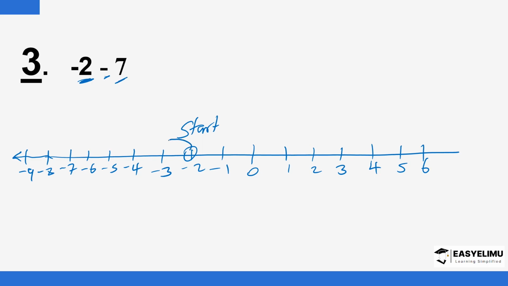So let's start. 1, 2, 3, 4, 5, 6, 7. Stop. So where did we stop? -9. So the answer is given by where we stop. So just indicate -9. That's the answer. -2 minus 7. It's like you have a debt of 2 and another debt of 7. Total debt is 9.